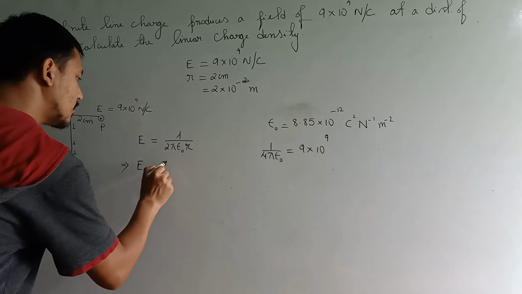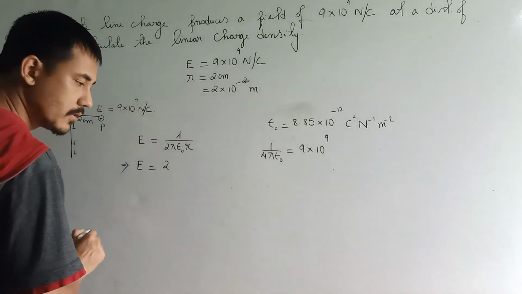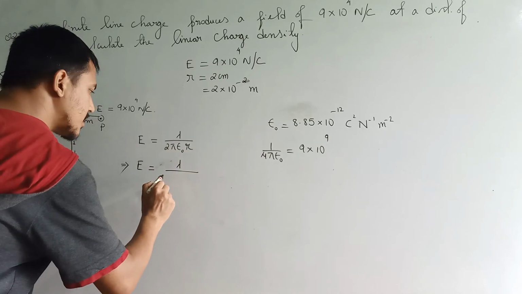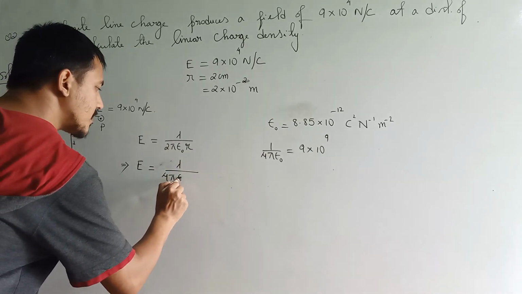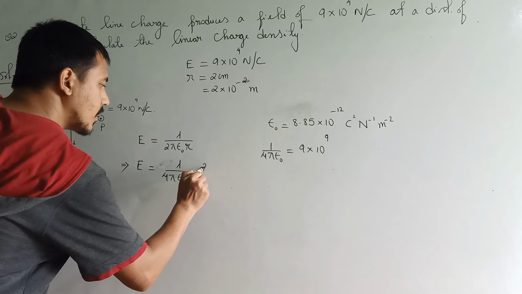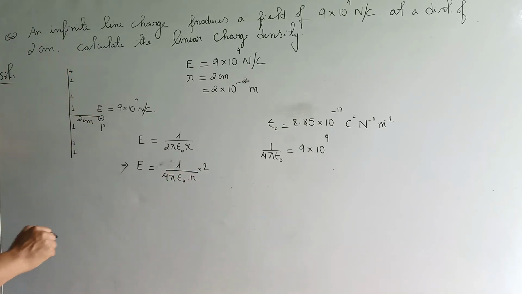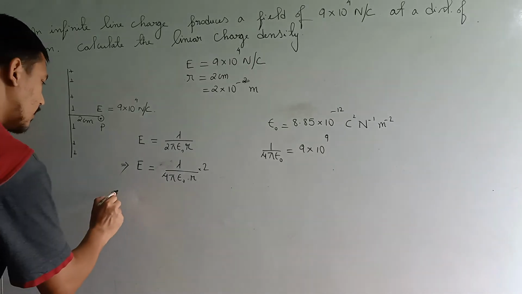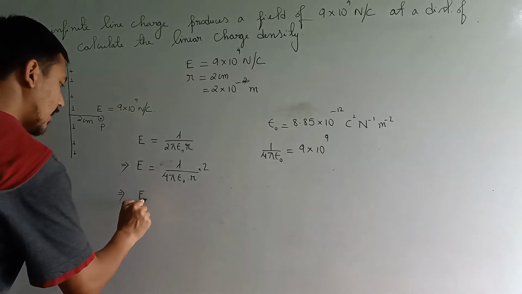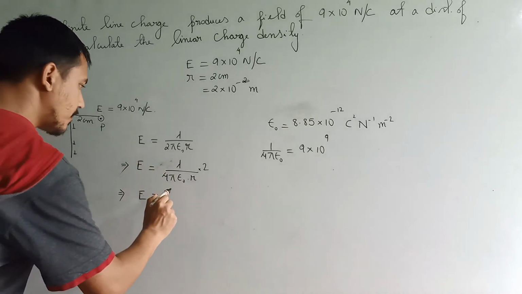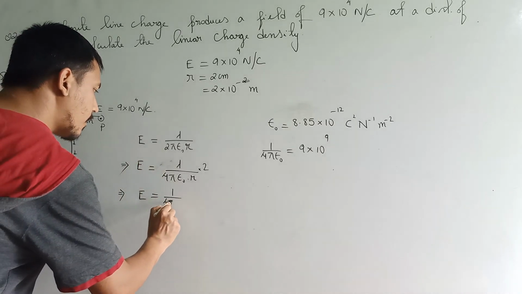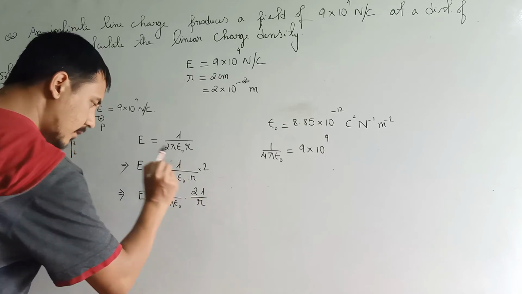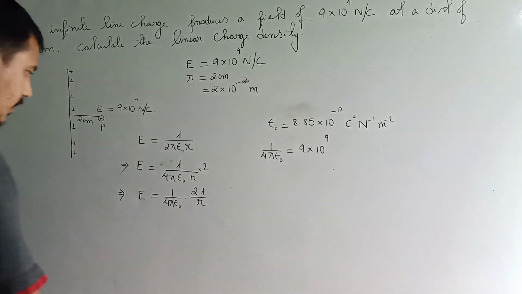E is equal to, you just multiply here by 2. What I can do is write lambda upon 2 pi epsilon naught as lambda upon 4 pi epsilon naught, and then you multiply by 2 in the numerator. So 2 times 2 is 4, same thing. Now I'm going to rearrange this: 1 by 4 pi epsilon naught into 2 lambda upon r. Is it okay? Yes.